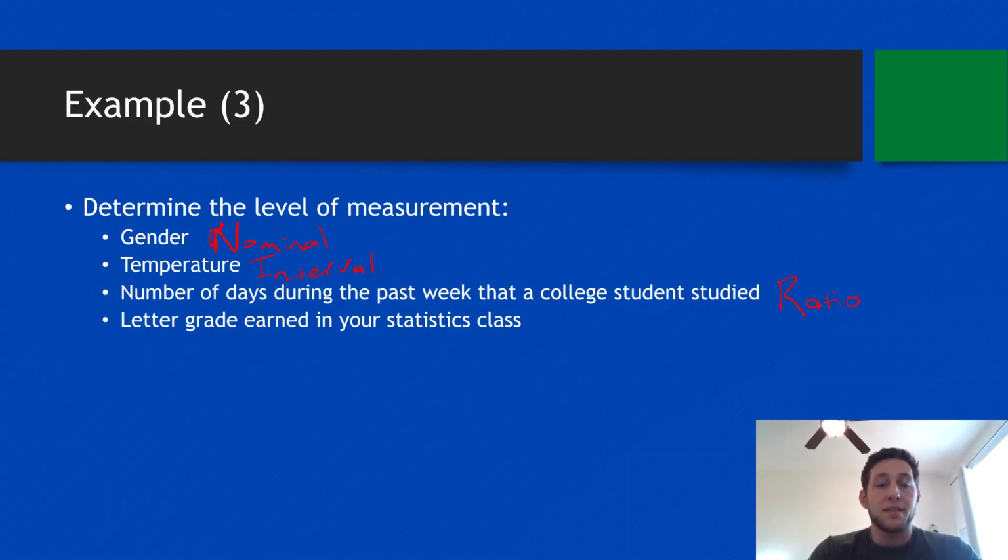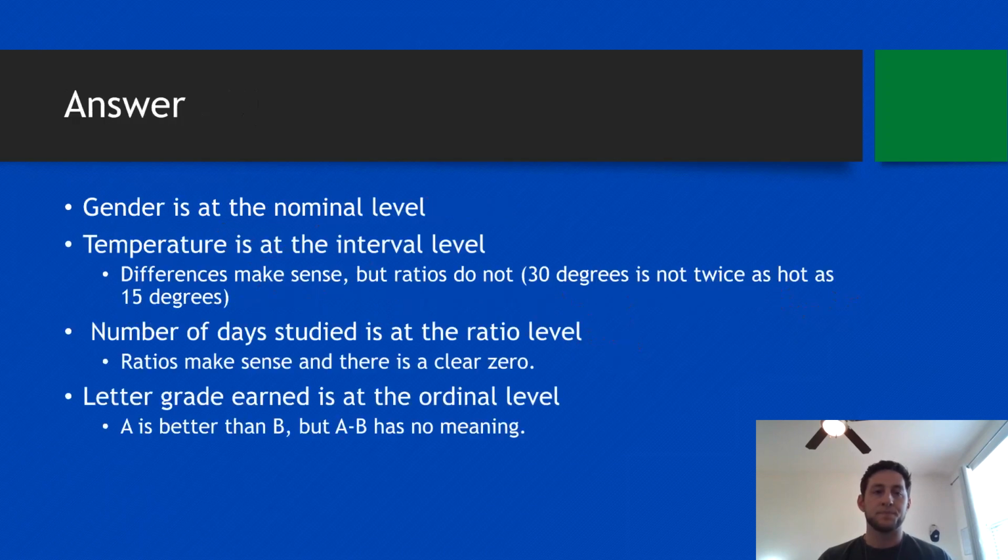And as you can probably guess, since we've already done it, letter grade would be at the ordinal level. I can name it, I can order it, but I cannot talk about differences in a meaningful fashion. You can't get an A minus a D for a grade. And by the way, here is a little bit of reasoning behind all those answers, just in case you needed it.